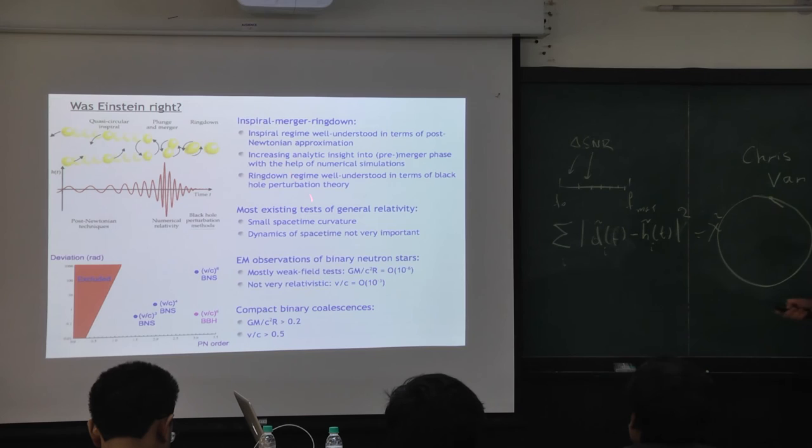Almost all existing tests of general relativity either involve small spacetime curvature or the dynamics of spacetime is not so important. And, you know, there is no test where both the spacetime curvature is strong and the dynamics are very important. But that is, of course, the most interesting regime of general relativity there is, right?